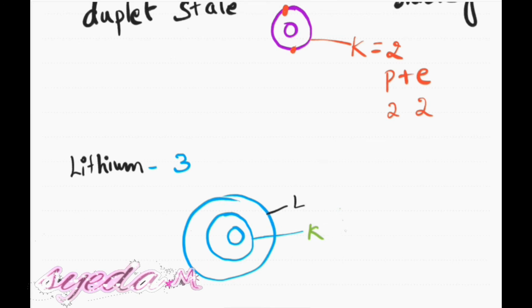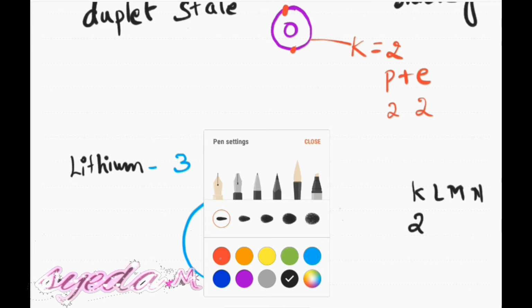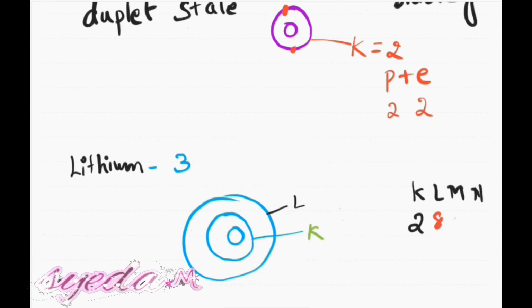What is the capacity of the K shell? The shells K, L, M and N take a maximum of 2 electrons, 8, 18 and 32. This we should know. We should learn this capacity. Okay. Lithium has to distribute how many electrons? 3 electrons. Now this electronic distribution is what is called the electronic configuration.